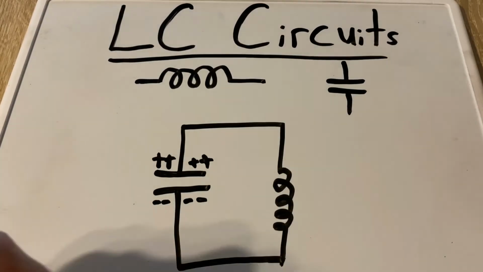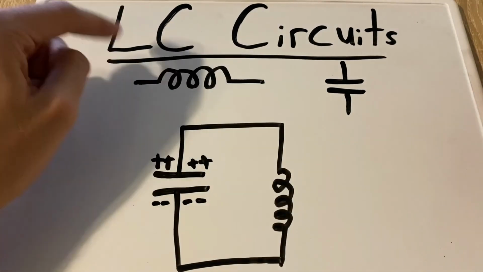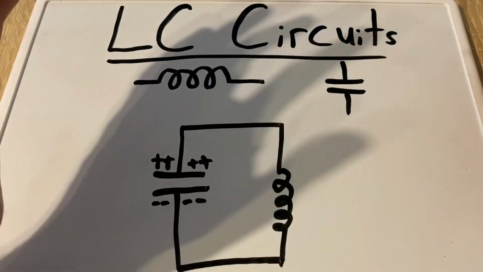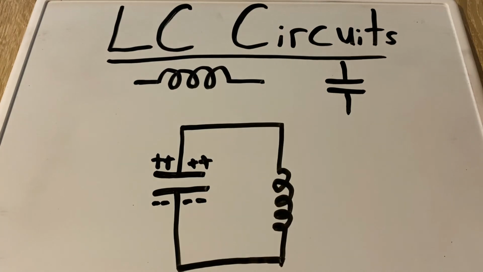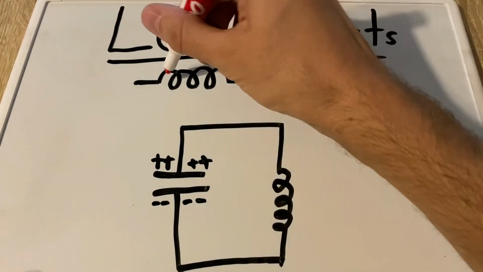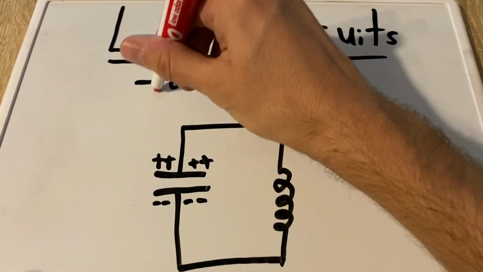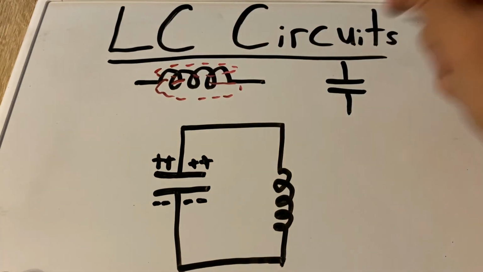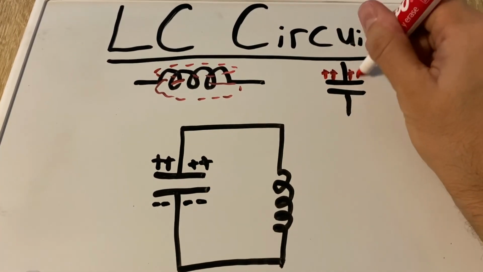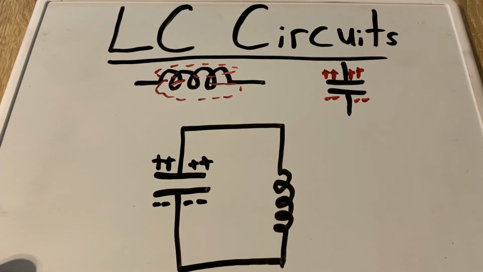All right, so LC circuits are circuits where you have an inductor, L, and a capacitor, C, in a circuit together. Both inductors and capacitors are going to store energy. An inductor stores it in a magnetic field, and a capacitor stores energy in an electric field. They're both able to store energy, and they're both able to discharge. When you put them in a circuit, they can discharge and act as a battery.